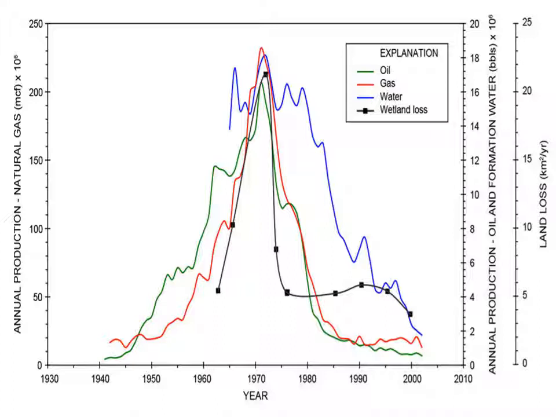With this graph, we can see that the rates of oil and gas extraction, the green and red lines, coincide with the highest point on the black line, and that black line represents wetland loss. So we can see that there might be a strong relationship between the two.